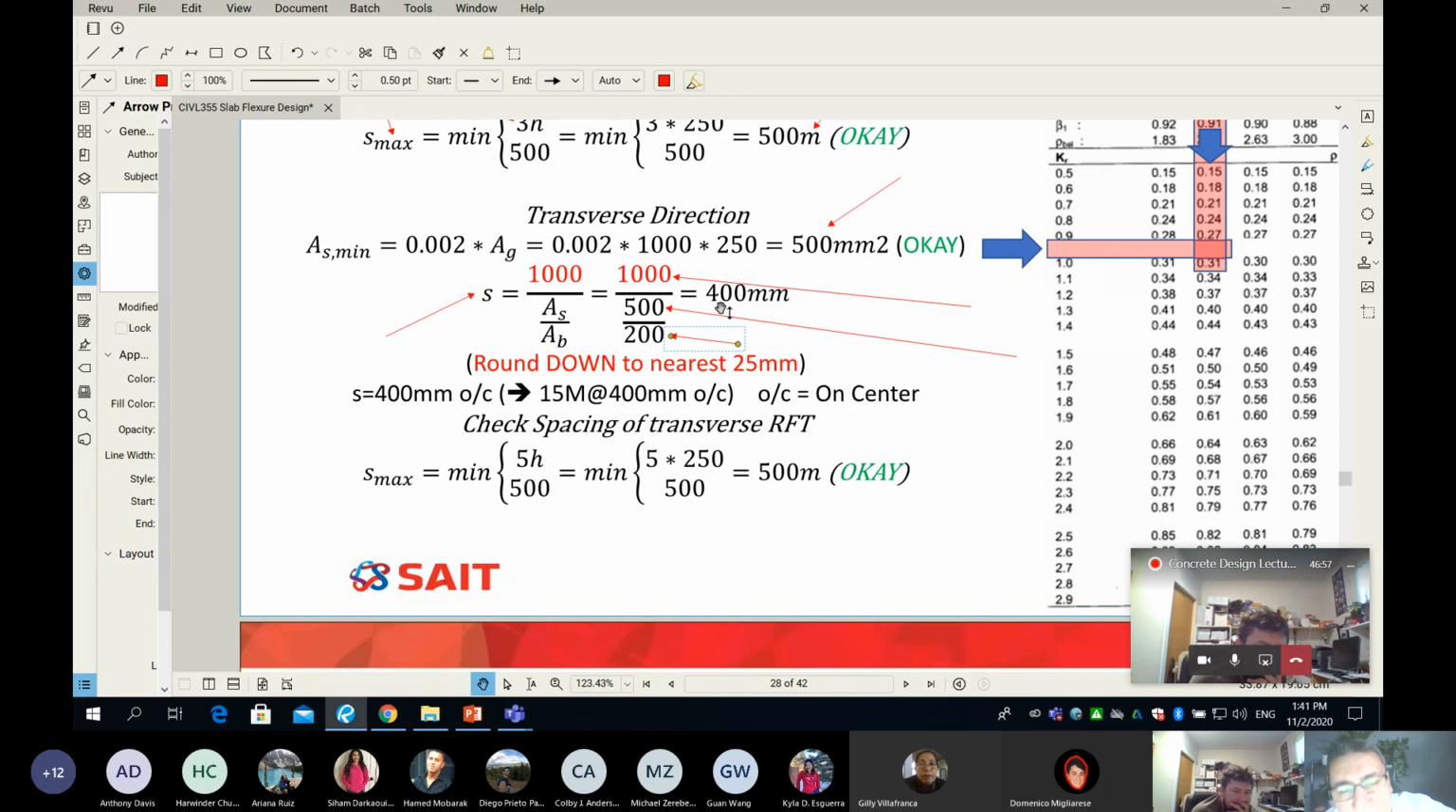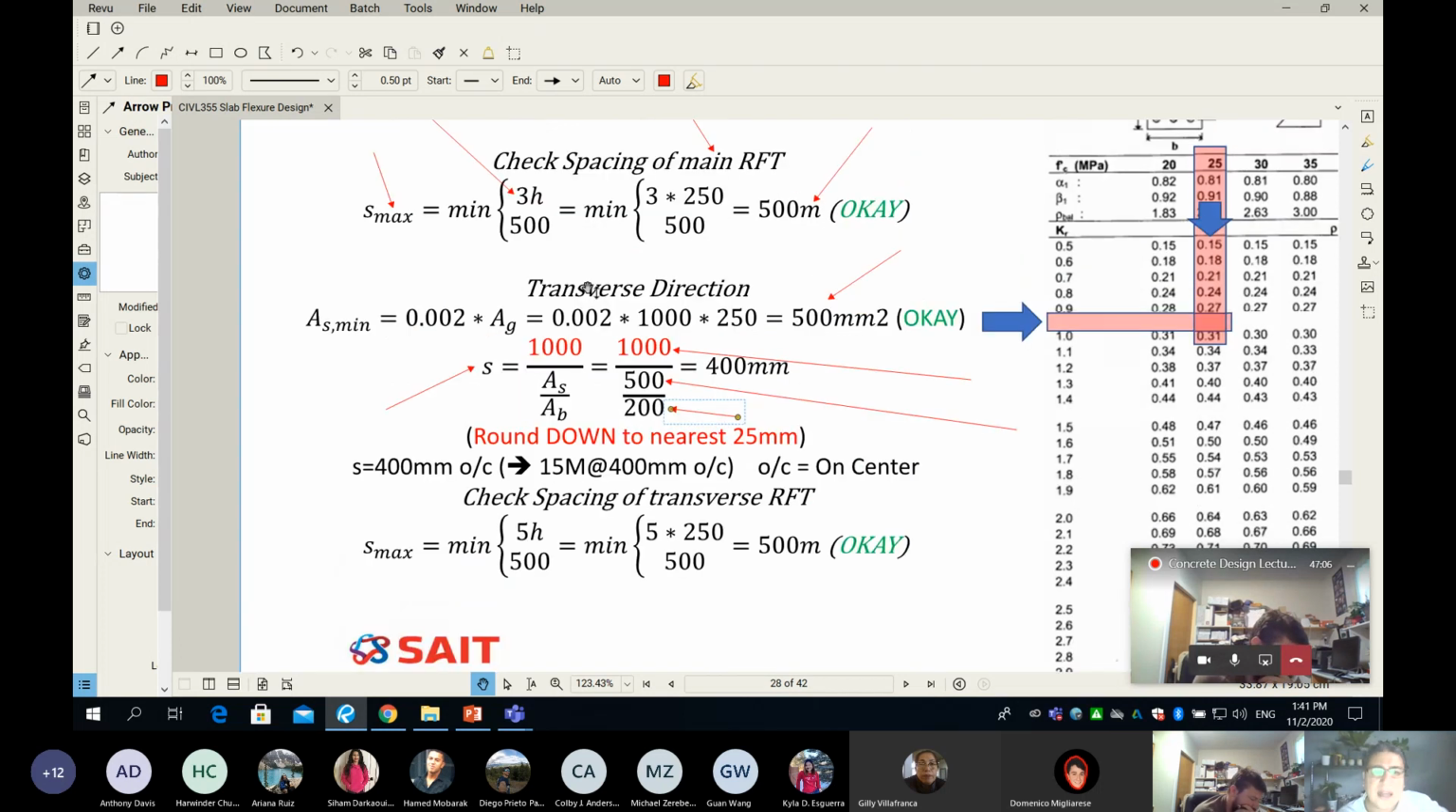Okay, now let's finally check the spacing between the rebar on the transverse direction. We have a very similar equation. You can see, if I zoom out, you will see it. On the main, we do minimum of 3H or 500. On the transverse, 5H or 500. So let's do the math. So 5 times 250, that's 1250, or 500, which means the minimum is 500. You can see this will be my spacing.